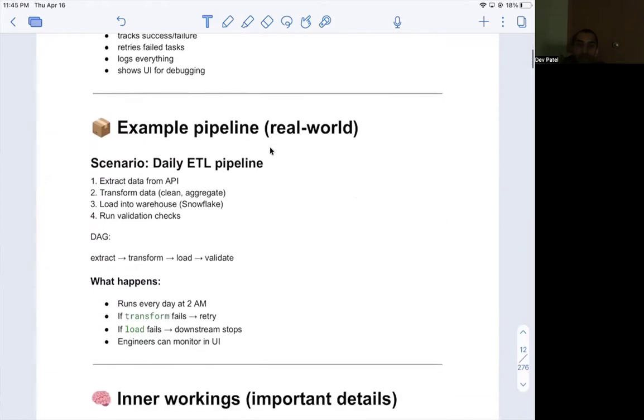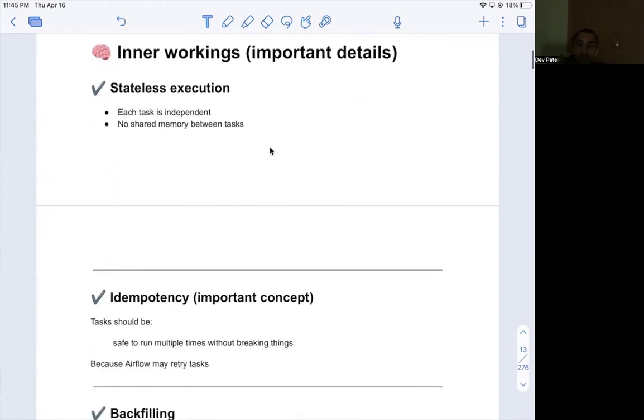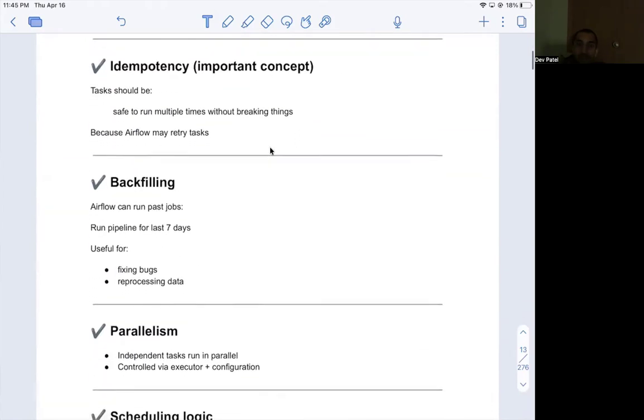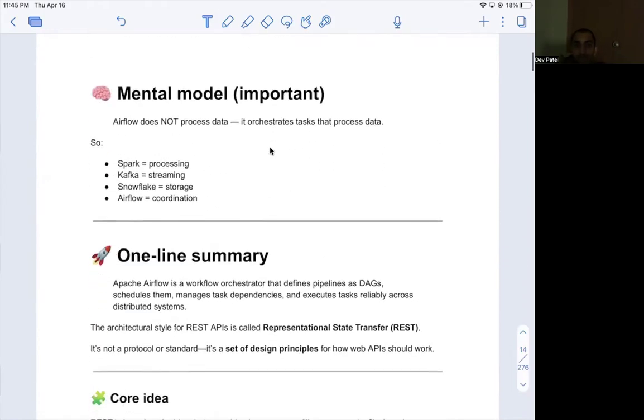We also have ETL pipelines, their inner workings, and stateless execution. So yeah, every task is independent. There's no shared memory. Parallelism: independent tasks can run in parallel.